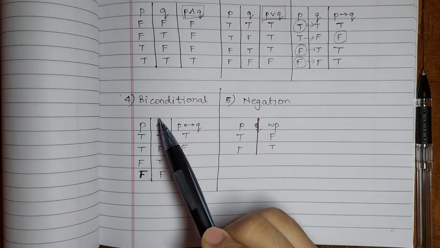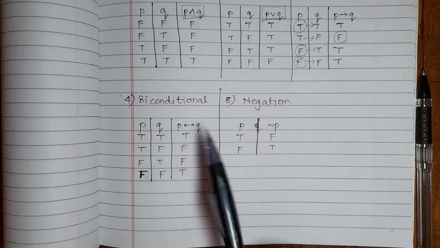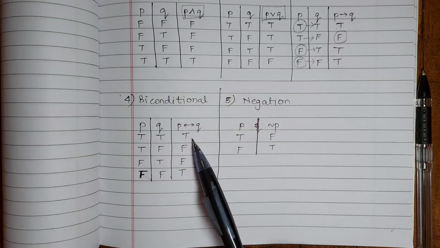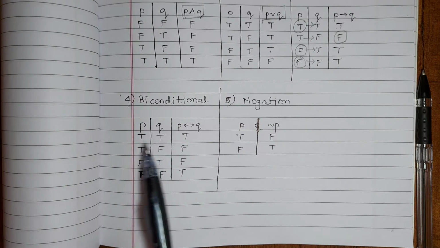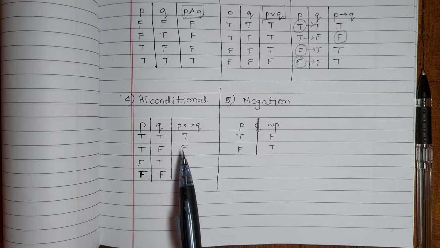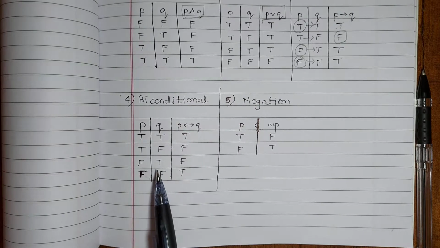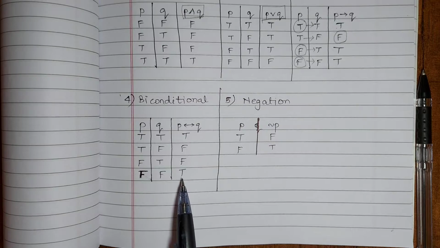So the next is biconditional, where only when both the operands are the same, the answer would be true. Otherwise it is going to be false. Like when true and true are combined, it would give us true. When true and f are combined, it will give us f. When f and t are combined, it will give us f. And when f and f are combined, it will give us the value true.